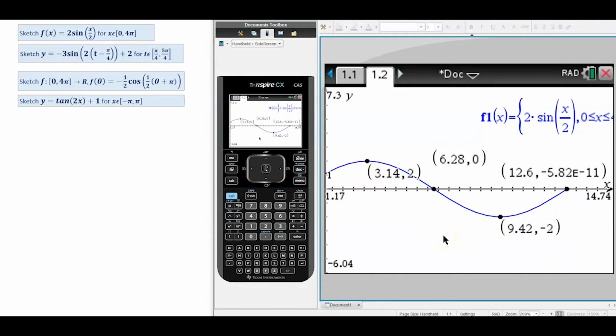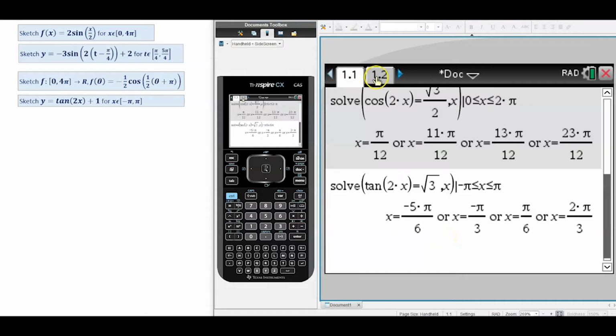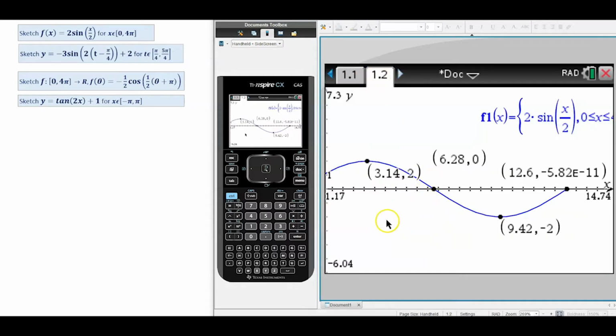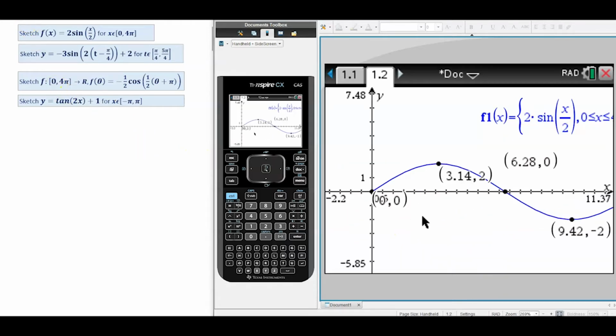Again, on our CAS calculator screen, the calculator screen can give those exact values where needed. You could sub them in here or use solve, lots of different ways to do that. But that is a basic sketch of that first equation.